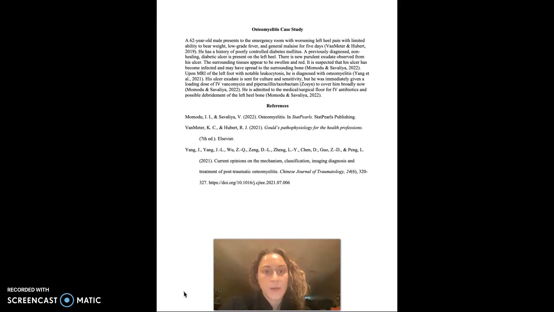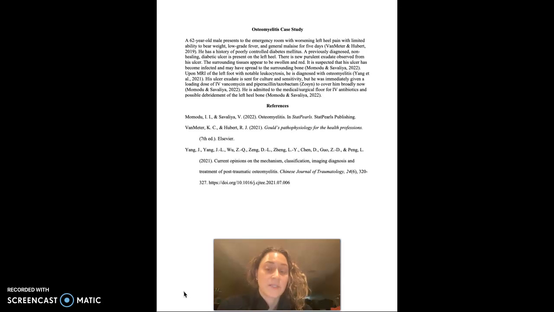A 62-year-old male presents to the ER with worsening left heel pain, limited ability to bear weight on that heel, low-grade fever, and general malaise for 5 days. He has a history of poorly controlled diabetes, and he has a previously diagnosed non-healing diabetic ulcer on his left heel. There is new purulent exudate observed from the ulcer, and the surrounding tissues appear to be swollen and red.